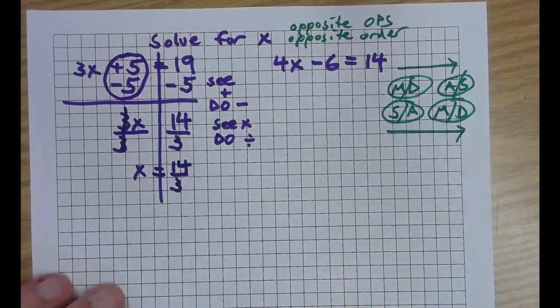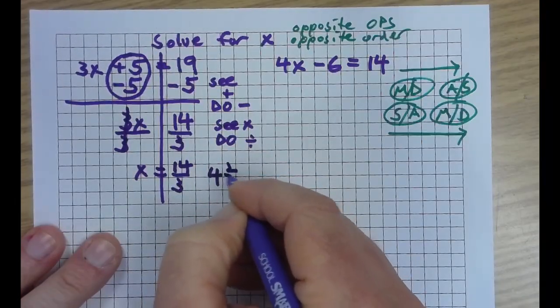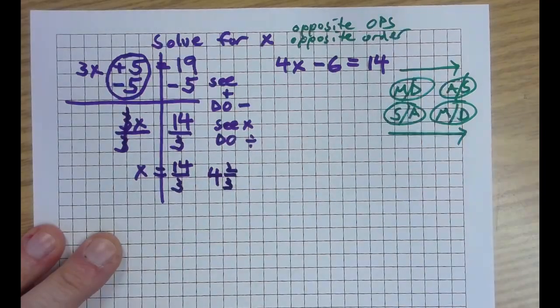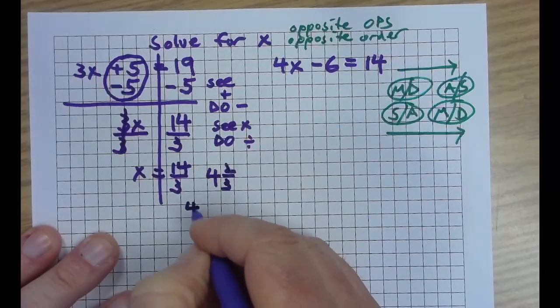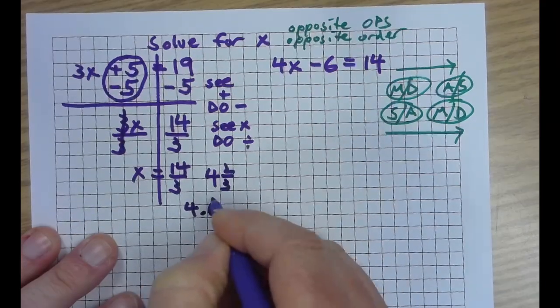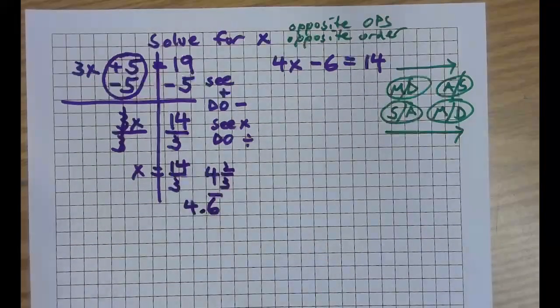We can't simplify it. You could call that a mixed number and call it 4 2/3. Or if you're a calculator dork, like I sometimes am, that's meant as a compliment, that would be 4.6 repeating. Take your pick. We've done all that stuff before, so it's no big deal if we get a fraction over there. Life is a fraction sometimes.